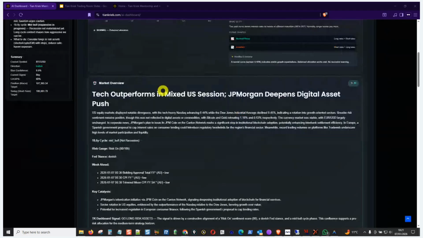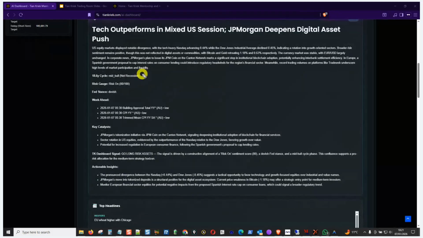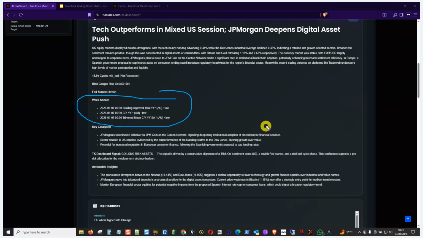Then we have the market overview. Now, I'm still in the daily brief. It tells us exactly what's happening for the day, what is the narrative for the day. It again tells us where we are in terms of the 18.6-year cycle, what is the stance of the Fed, and what is the risk gauge. It tells us what to expect the week ahead, and then key catalysts, what to look out for for the week ahead.